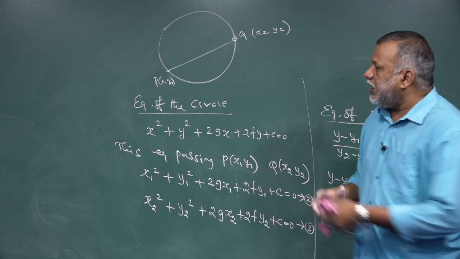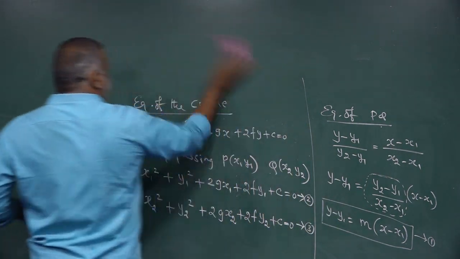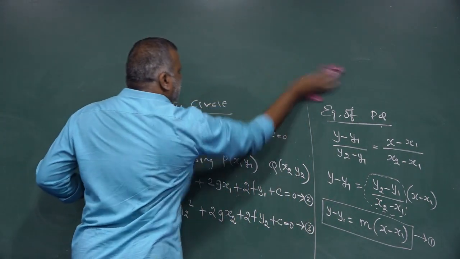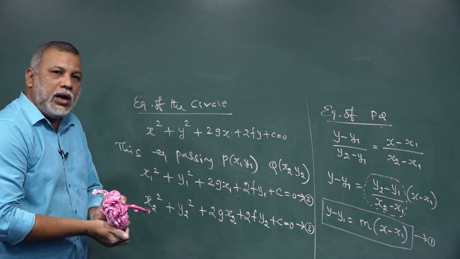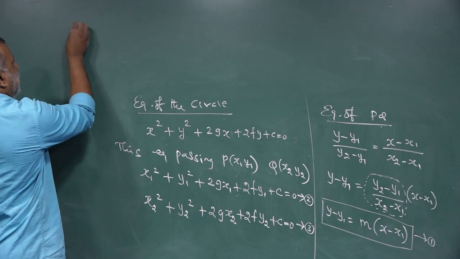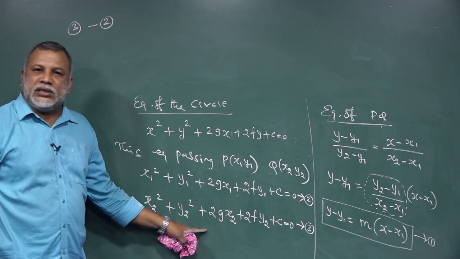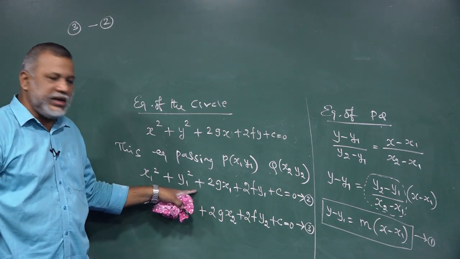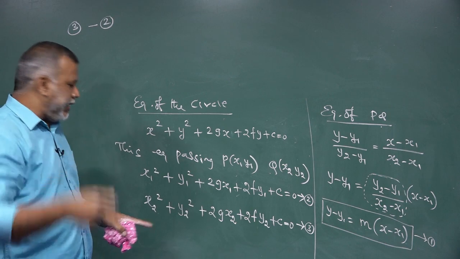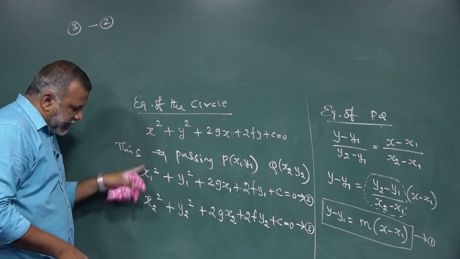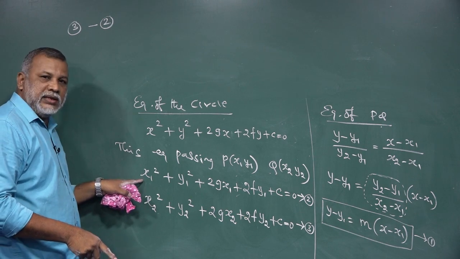From this, I am able to find the slope m. How? See here, third equation minus second equation. Third equation here, second equation here. I am subtracting 3 minus 2. Directly I am subtracting. This is the third equation, this is the second equation.